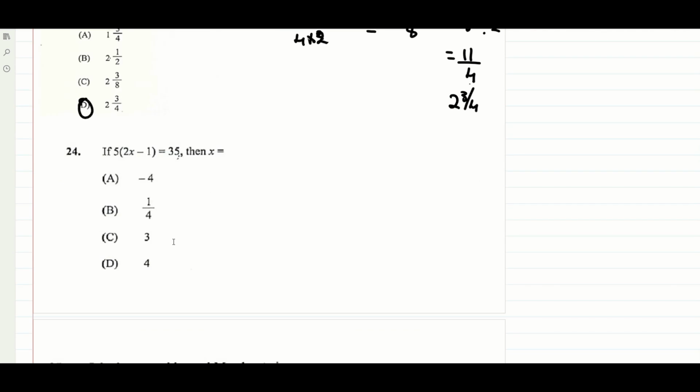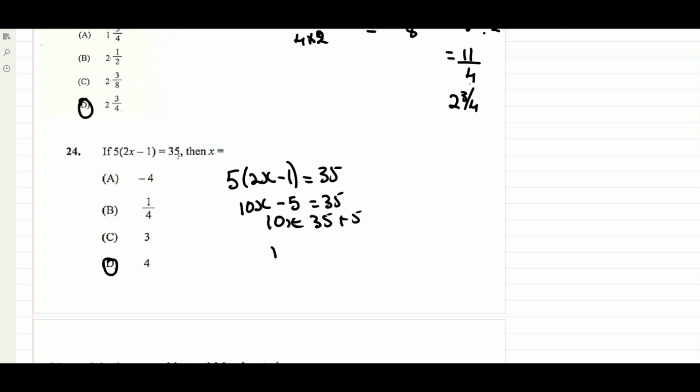Right, we did this question already several times. The answer was 4, but let's just check it out. 5 by 2x minus 1 is equal to 35, so that's 10x minus 5 is equal to 35, so 10x is equal to 35 plus 5, 10x is equal to 40, x would be 40 divided by 10, which is equal to 4.